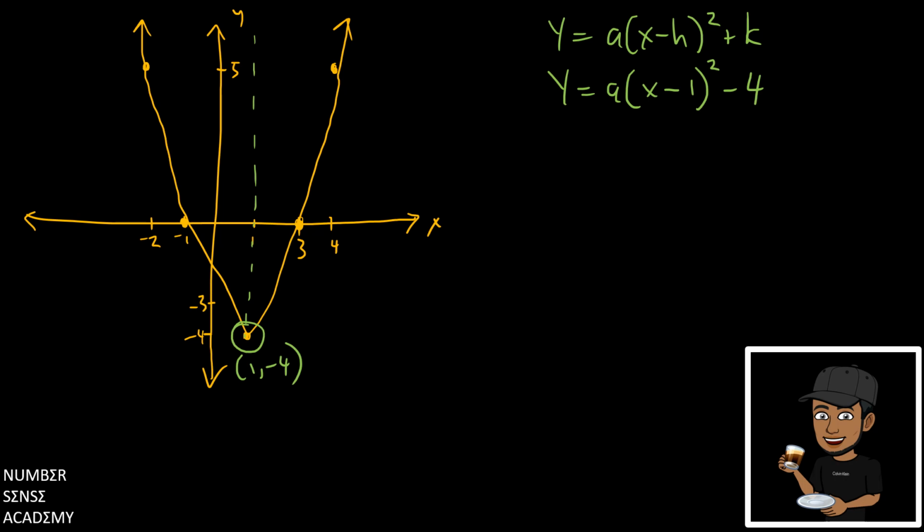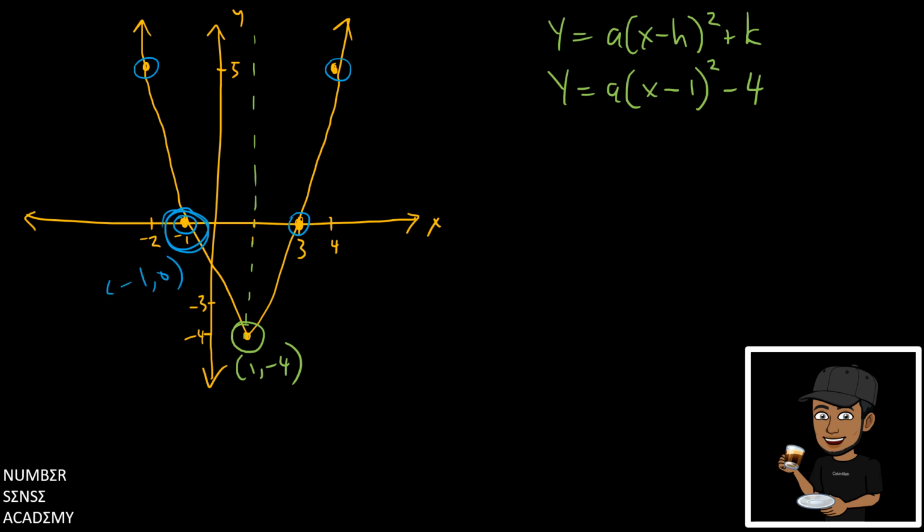Okay, so now to find a, I just need any point, and I have lots of choices. I could take this, this, or this. I want to take the point that has the least amount of work. I don't know what that is, but when I see a 0 in the equation, I can work with zeros. Zeros are fun to work with. So I'm going to pick this point, negative 1 and 0. That's what I'm going to use.